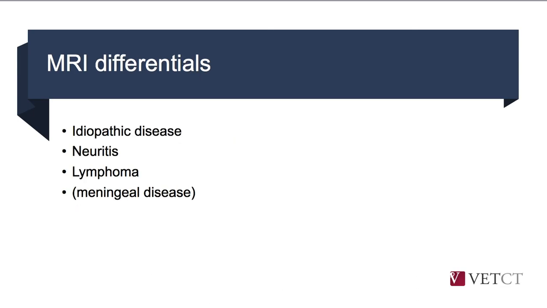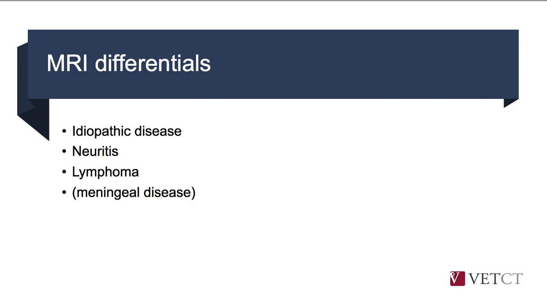So if we look at differentials, the primary differentials for me in this case would be idiopathic disease. We'd also need to consider, could this be some form of neuritis? Lymphoma often or can involve the cranial nerves, but typically will involve multiple cranial nerves. And so for me that will be less likely, but not totally excluded. And there was some meningeal involvement, but it appeared to me primarily to be nerve rather than primary meningeal disease.